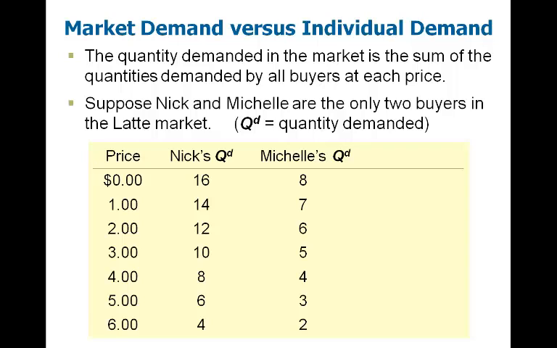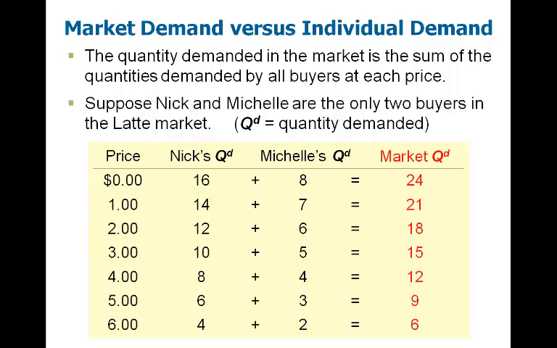Now the way that we would get the market demand for lattes is adding up the quantities of all the individuals in the market at each price. So right now there's just 2 individuals in the market, Nick and Michelle. And if the price were $0, I would purchase 16, Michelle would purchase 8, and so the total quantity demanded in the market would be 16 plus 8, or 24. If the price were $1, I'd purchase 14, and Michelle would purchase 7, so the total amount purchased in the market would be 21. If the price were $2, the total quantity demanded would be 18, and so on.